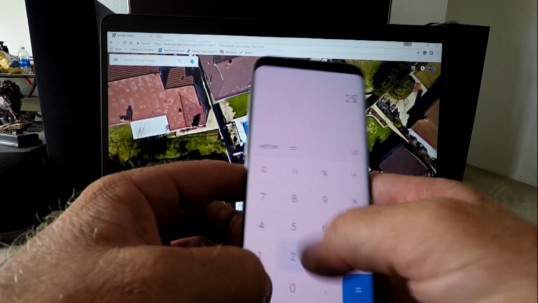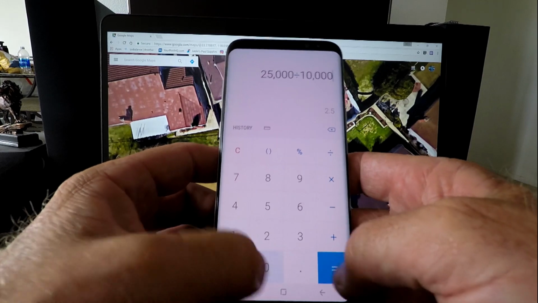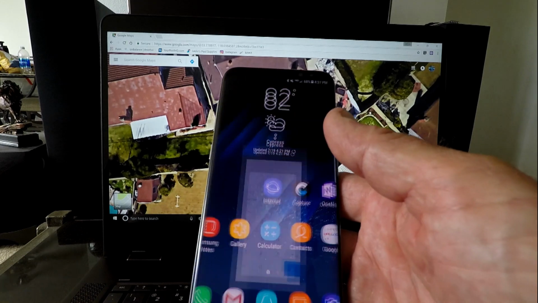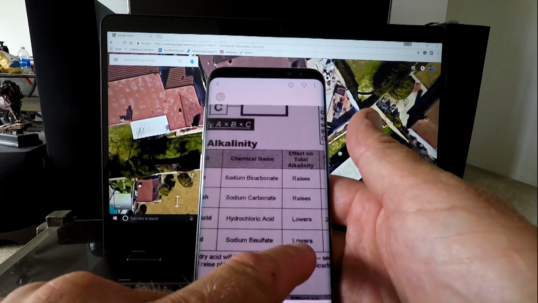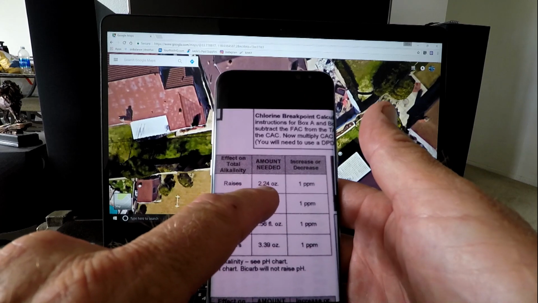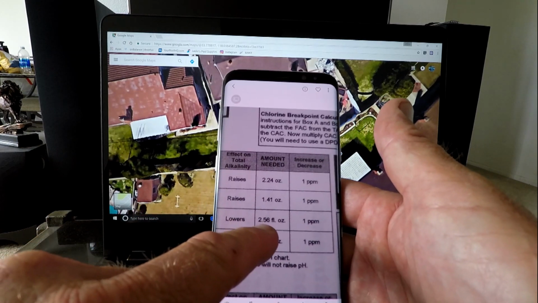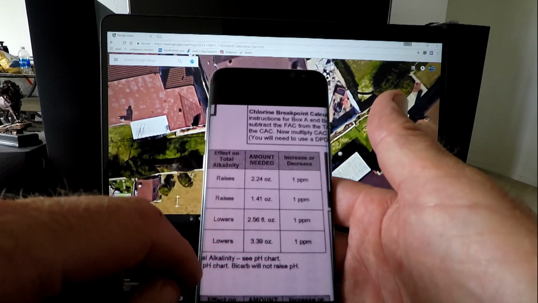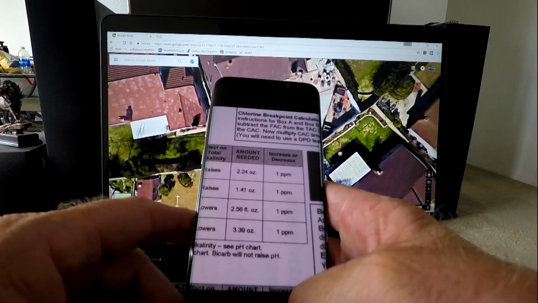So we'll take the 25,000 gallons and divide that by 10,000, and that gives us a 2.5. Now on here, as you can see, sodium bicarb raises it 2.24 ounces for 1 ppm in a 10,000 gallon pool. Muriatic acid is 2.56 and will lower it 1 ppm in a 10,000 gallon pool. So those are the numbers I'm going to be using.